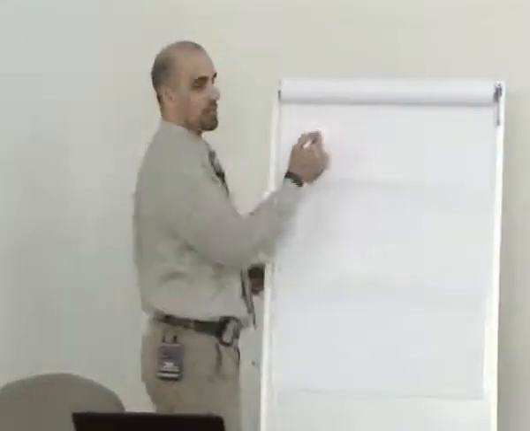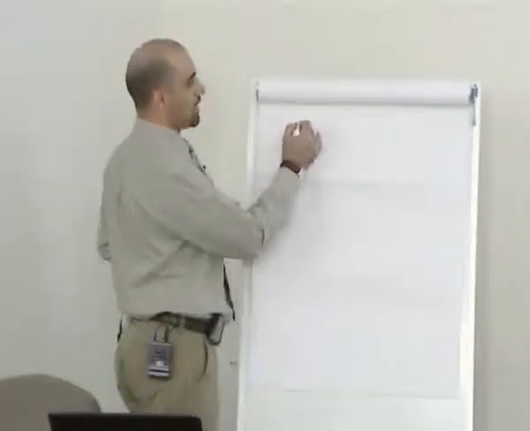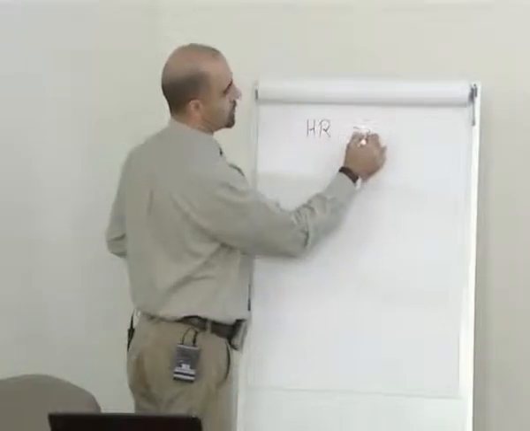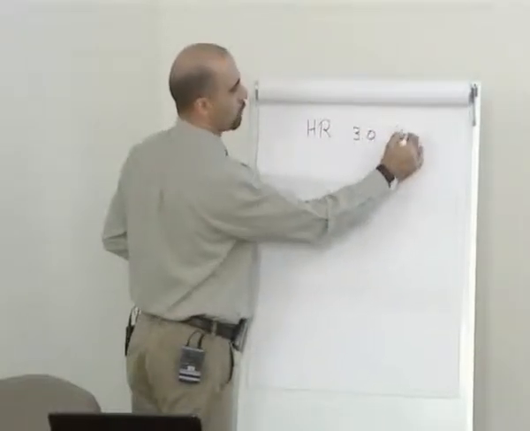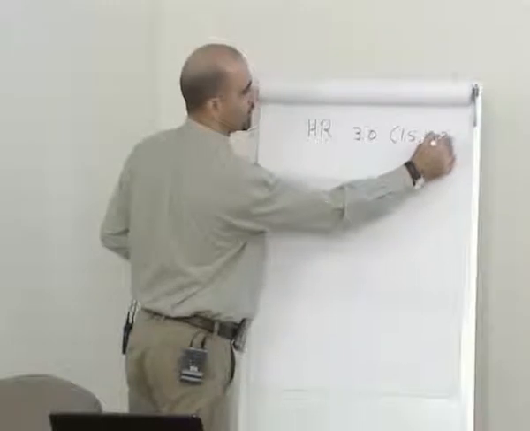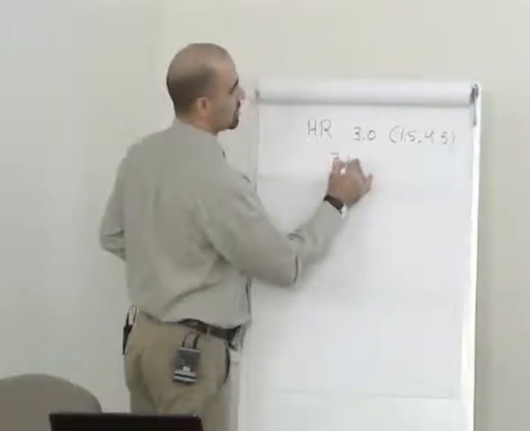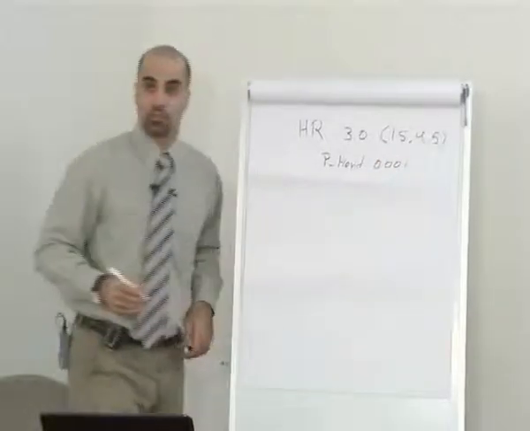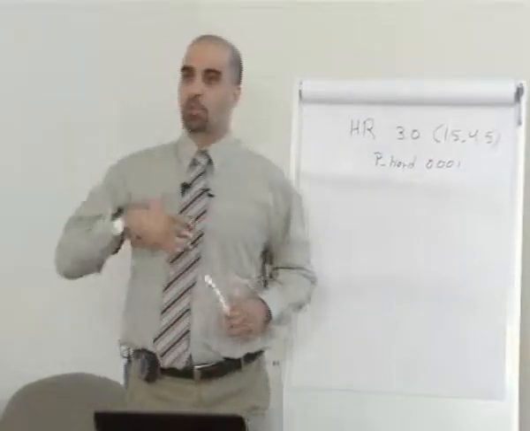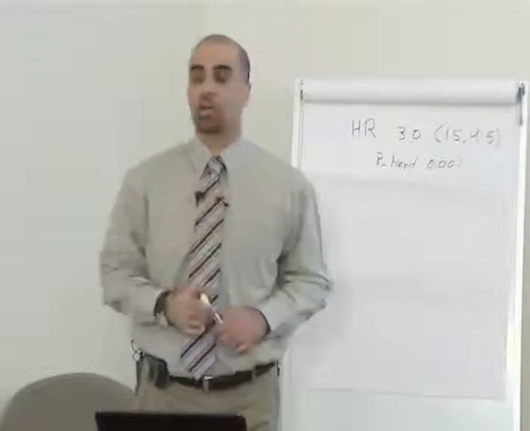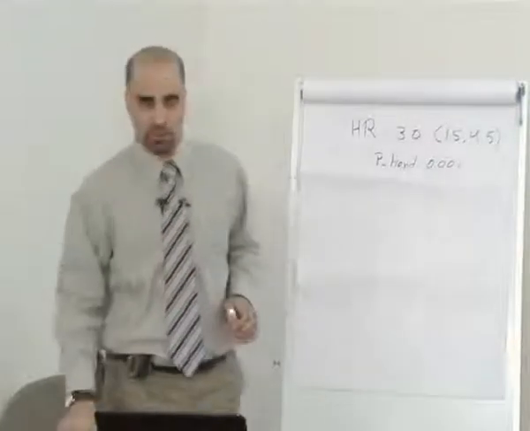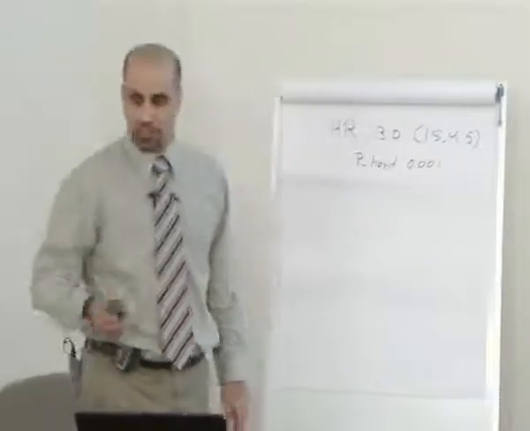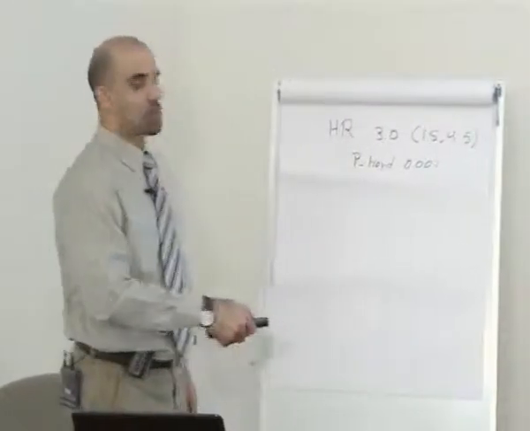Assume that I did the results, I did the analysis, and I found a hazard ratio of 3.0 with a confidence interval of 1.5 to 4.5, and P for trend, for example, of 0.001, and so on and so forth. Would you be able to report it to other people if you do not understand it yourself? Absolutely not.